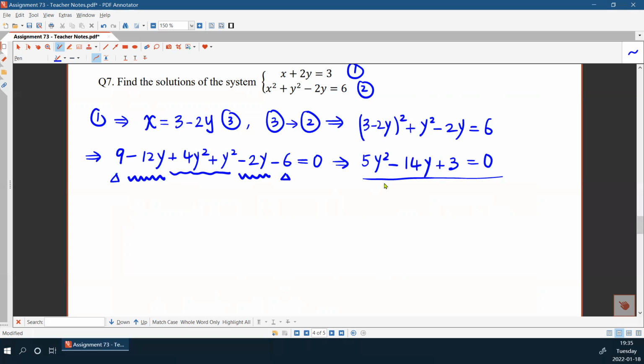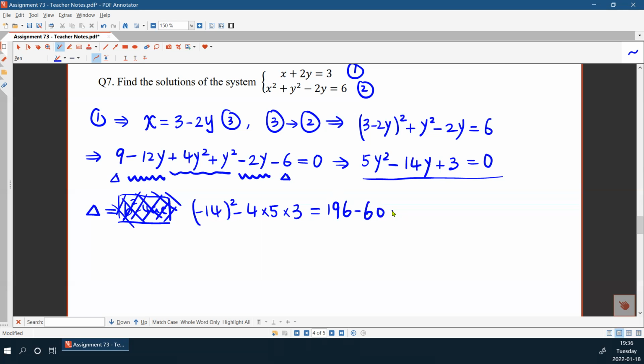I think it's better to use the quadratic formula, right? So first of all, let's calculate the delta. Delta is defined as b squared minus 4ac. Of course, you don't have to write this. This is only for you to remember this formula, right? So b squared is negative 14 squared minus 4ac, which is minus 4 times 5 times 3. Then we'll have 196 minus 60, which is 136, right?